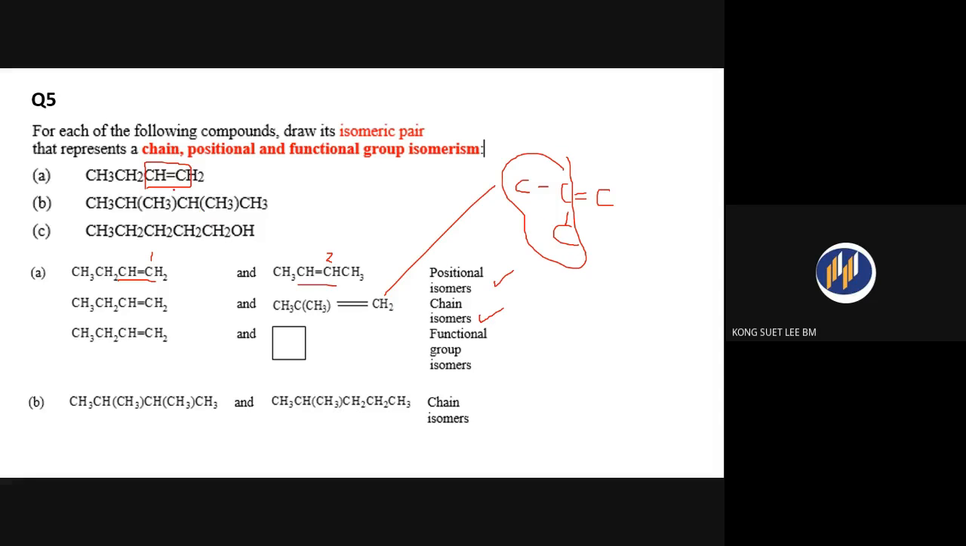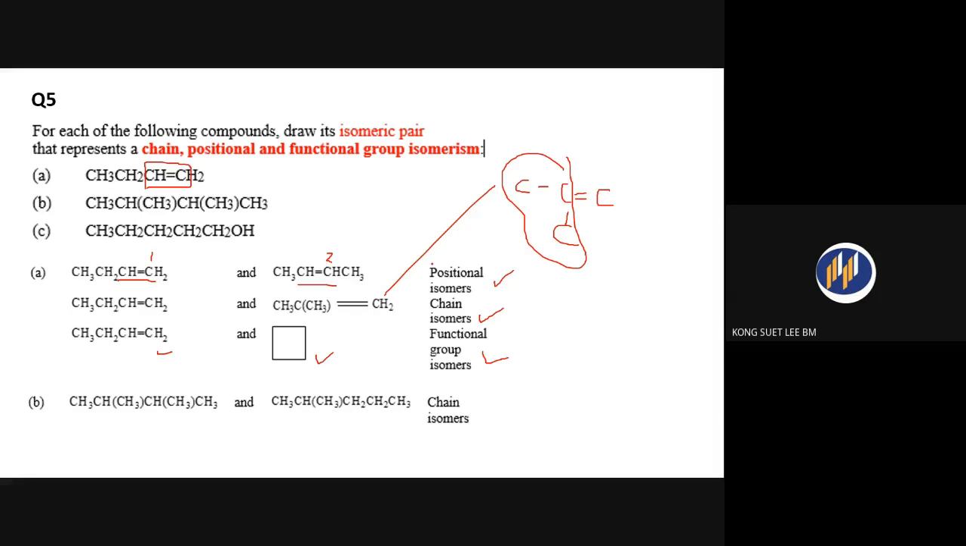When there is a carbon-carbon double bond, you must know the functional group isomer is the cyclic compound. So this is alkene, butene, and then this is cyclobutane. So this one is functional group isomer. So you have to answer like this. Any question for question number 5A? Clear? Boleh faham 5A? Yeah, madam.